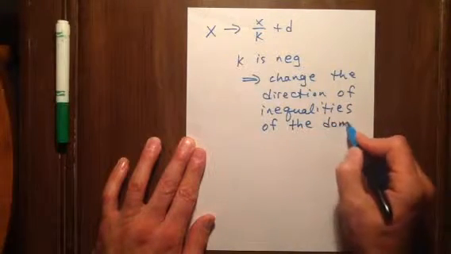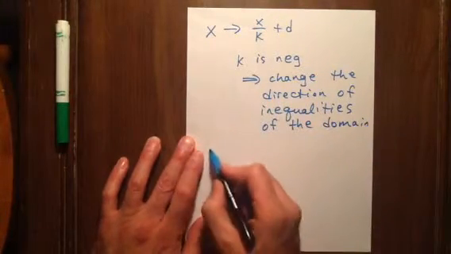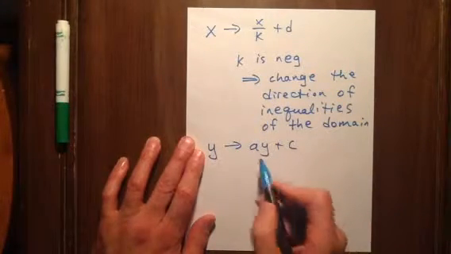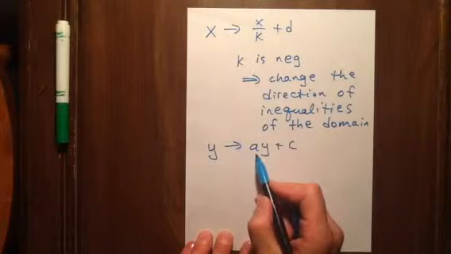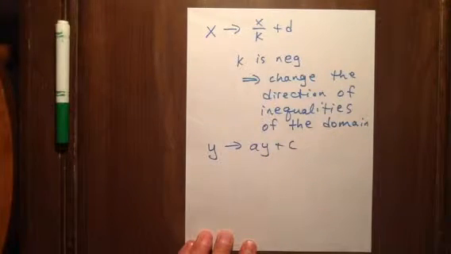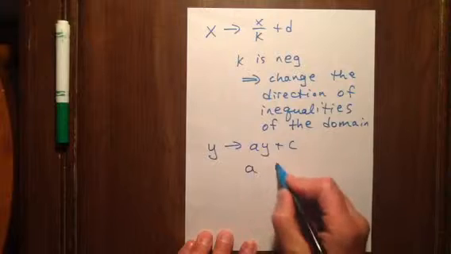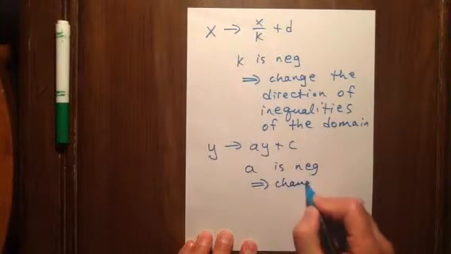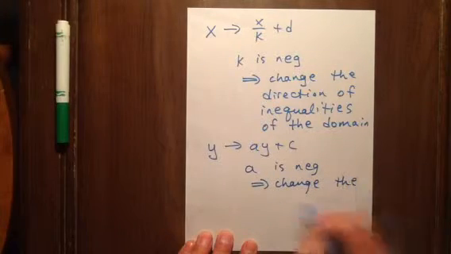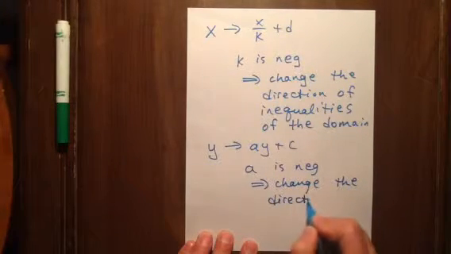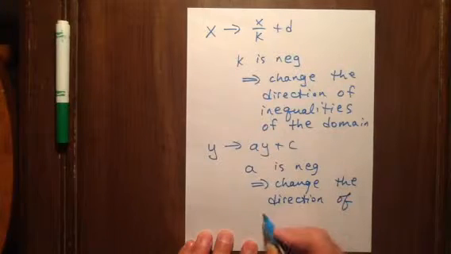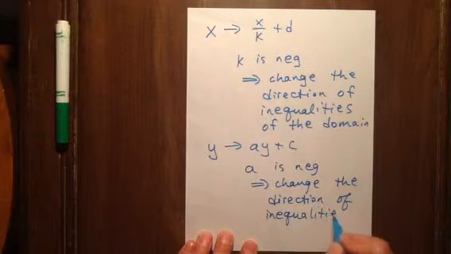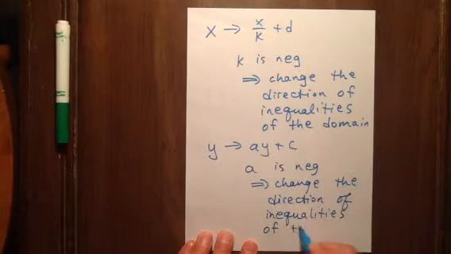And then also we remember that y is going to map onto ay plus c. But whenever we multiply y by a negative value, we have to change the direction. So if a is negative, then that'll imply that we change the direction of the inequalities in the range. And that's basically it. Everything else is just housekeeping and making sure that we put things properly using proper notation.